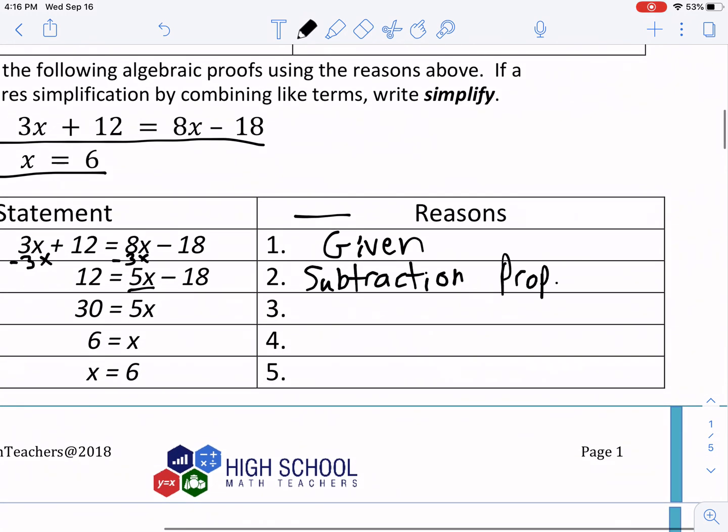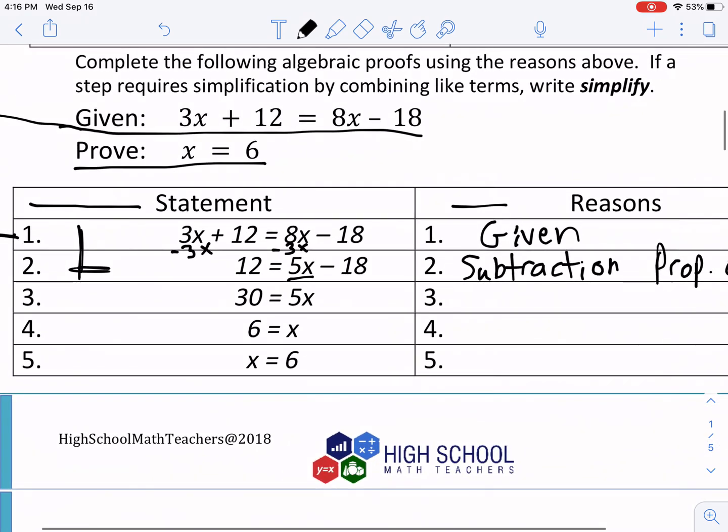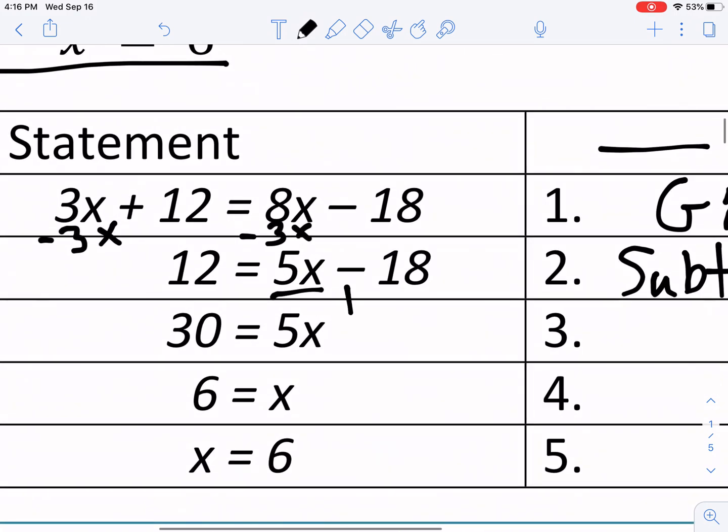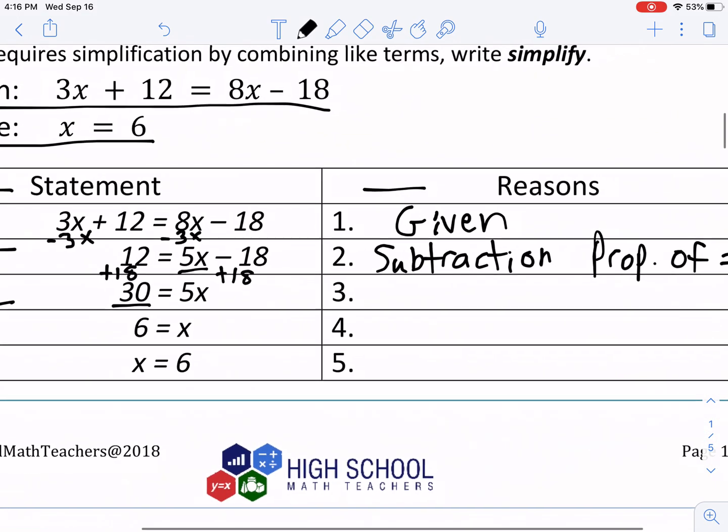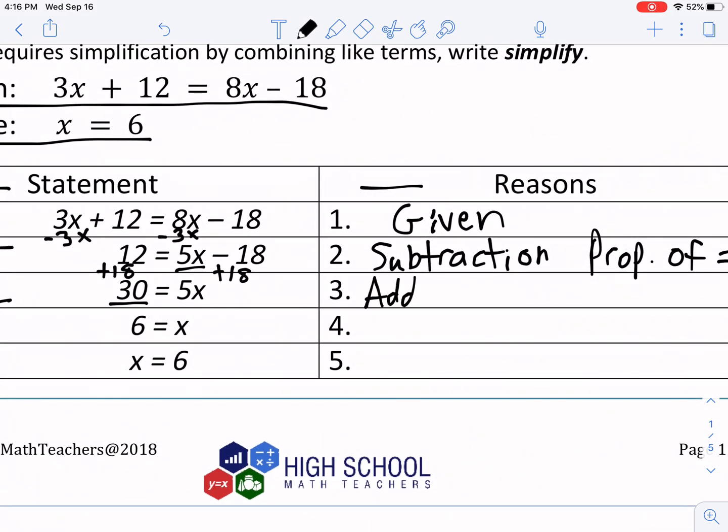And I don't care if you want to shorthand it like this, just as long as we're on the same page. So we subtracted 3x from both sides, which gave us 5x, and that would be the subtraction property of equality. Then, look for the difference between steps 2 and 3. What changes between 2 and 3? Well, notice if I add 18 to both sides, 12 plus 18 is 30, right? So if I add 18 to both sides, that's going to get me to 30. Which property says I can add the same number to both sides? The addition property of equality. So the reason we can add 18 to both sides is the addition property of equality.